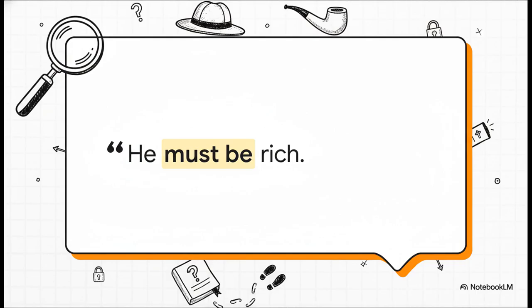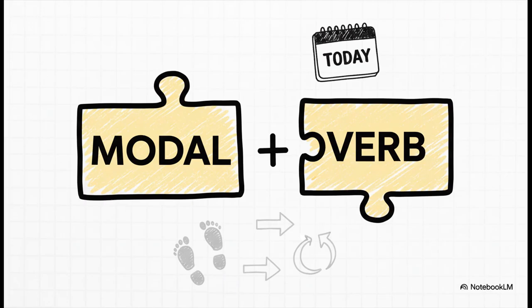Here's our first piece of evidence. John has a fancy car. We can see it right in front of us. So based on that, we can make a pretty strong deduction. He must be rich. See that? We use must because the evidence makes us feel really certain about our conclusion. And did you catch the pattern there? For clues that are in the present, the formula is so simple. It's just your modal verb, like must, followed by the basic form of the main verb, like be. Modal plus verb. That's the whole thing.